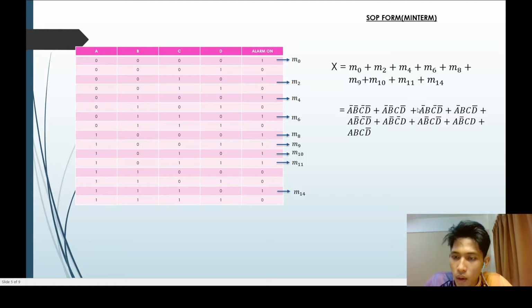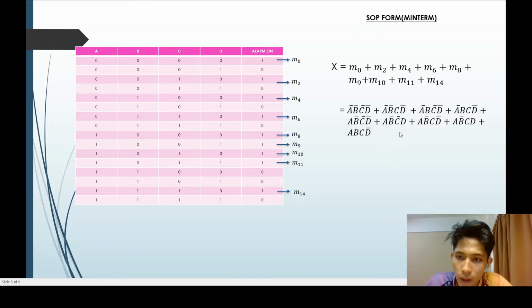Plus M4. For M4 here, we can see that only B is 1, so only B will be not barred. Others are barred because they are 0. Plus M6, we can see M6 is 0, 1, 1, 0. So A and D are 0, so only A and D will be barred. Next, plus M8. For M8, we can see that only A is 1, so only A will be not barred like this one.